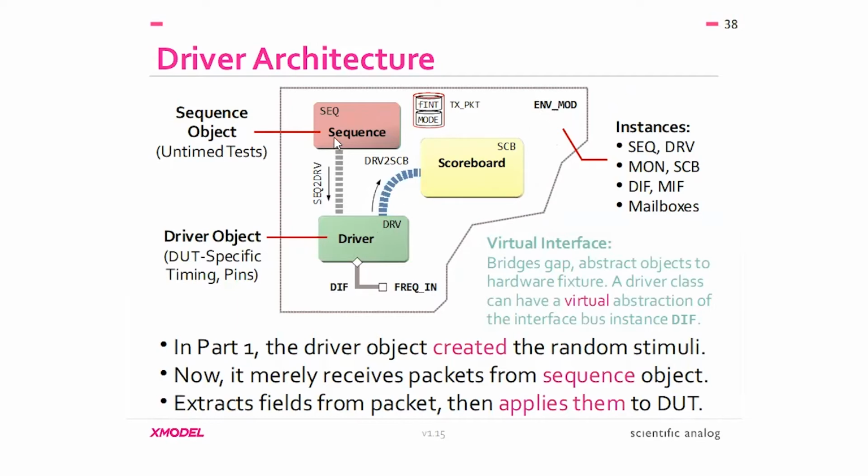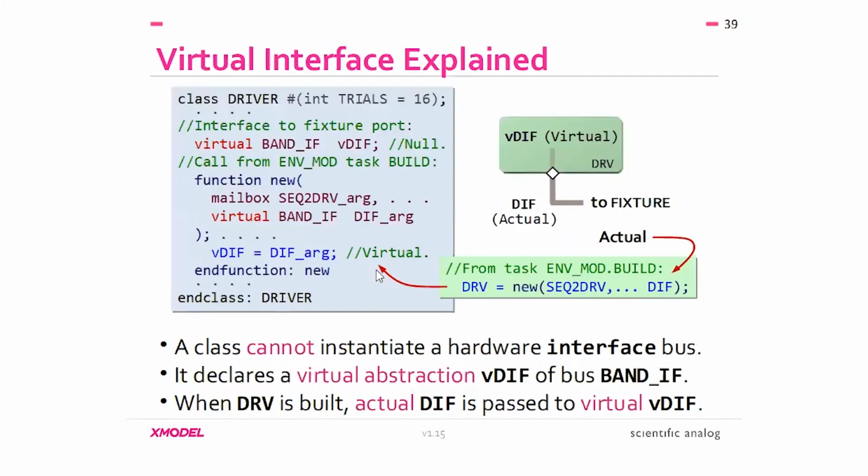As we've seen, the sequence sends randomized transactions down to the driver in the form of these data packets, and the driver extracts the different fields, the tag, the frequency, the mode, and applies those values over the lines of the gray-clad interface bus, which in turn connects with the fixture port freak in. But how does the driver, an abstract class, connect with a hardware interface bus? The answer is we use a virtual abstraction called a virtual interface bus, symbolized by this diamond icon. Let's see how it works.